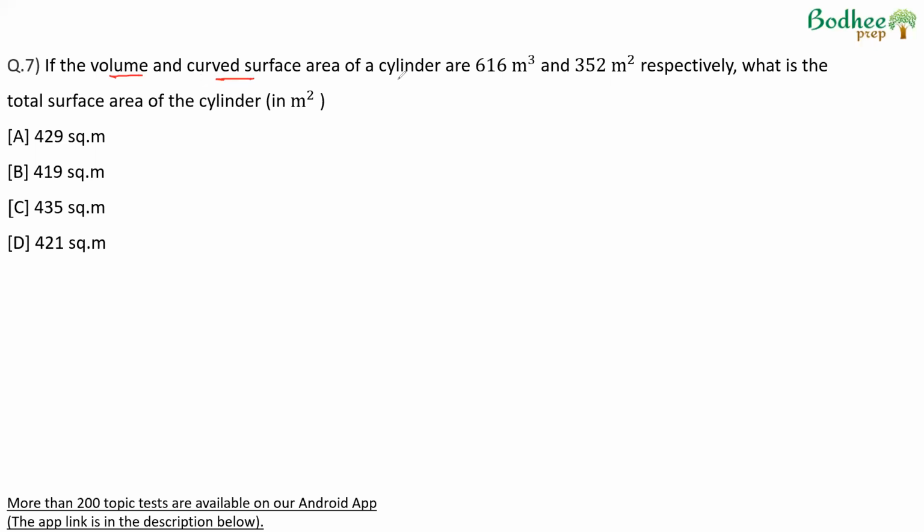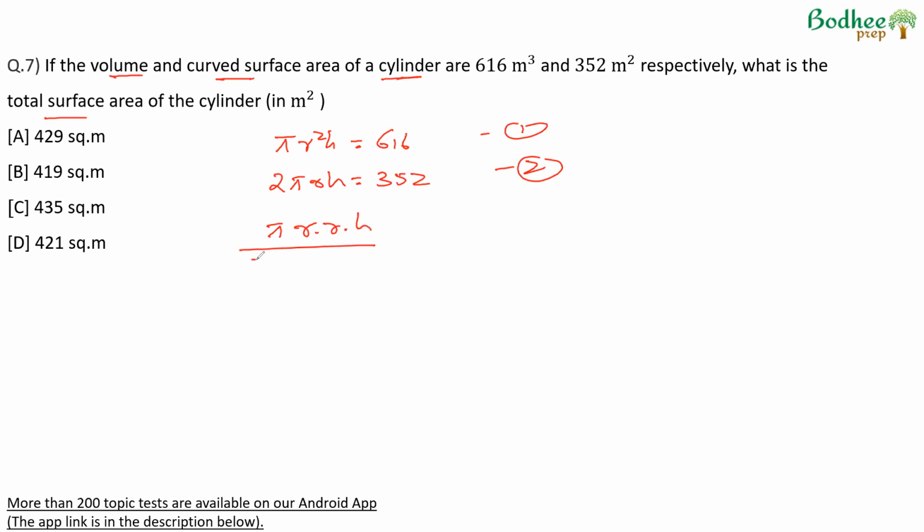The volume and curved surface area of a cylinder, volume pi r square h, is 616. Curved surface area 2 pi rh is 352. What is the total surface area? To divide 1 by 2, pi r square h upon 2 pi rh is equal to 616 upon 352. Pi r h cancelled. 616, 352. 616 is divisible by 11.